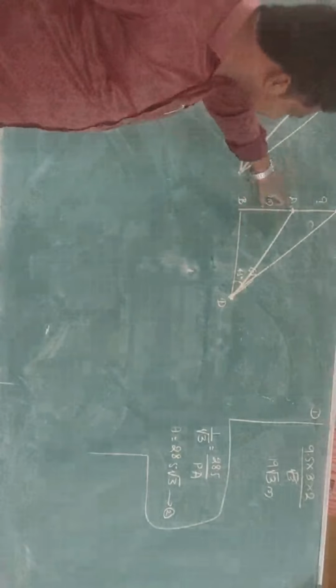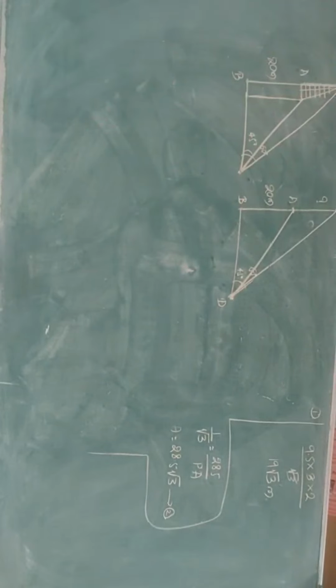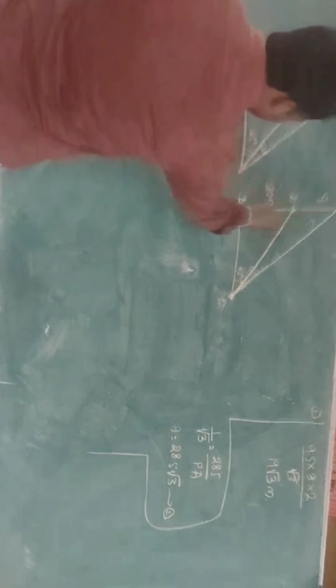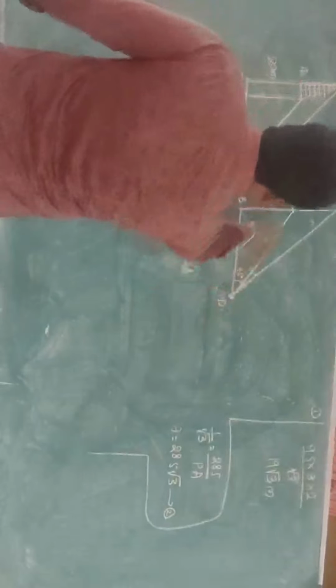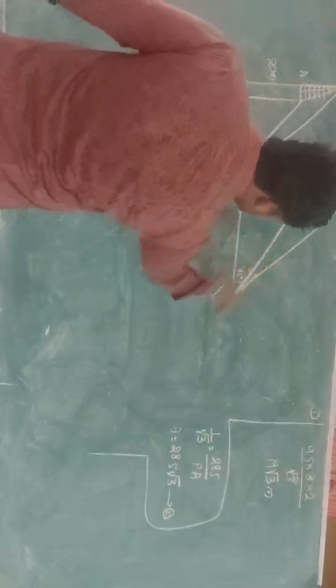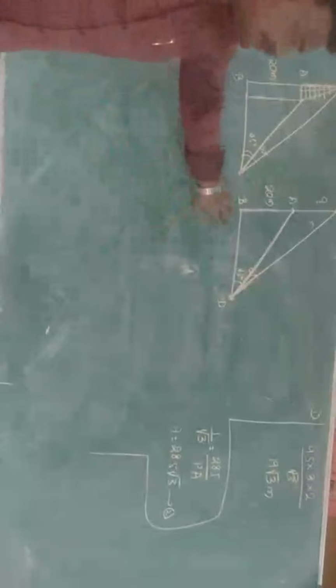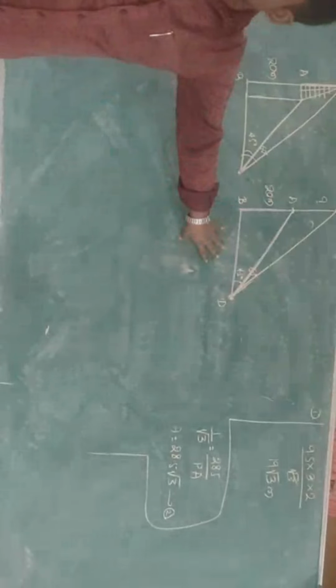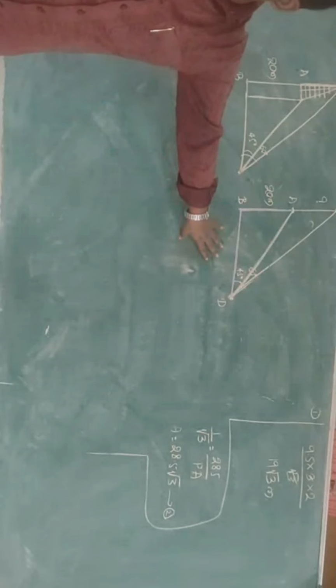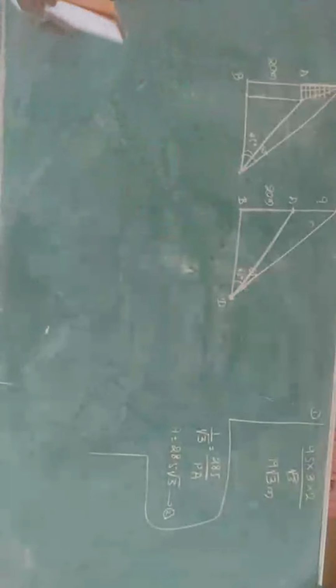I am taking triangle ABD, otherwise I will draw with a different color. Now you can understand. ABD, correct? Which side is a common side? BD is a common side. Hope you understood this concept. Any doubts here? You understood the question, right? Yes. So now the solution.